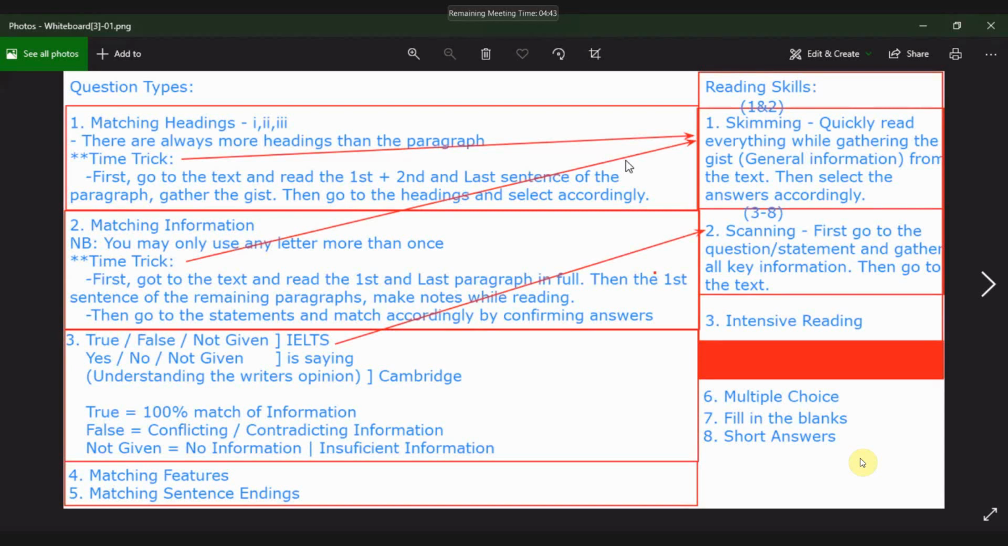So I've read A, I've done the time trick. This time let's choose a proper heading. So go to the list of headings, okay? And what do you think is the answer here? So for A, bad environmental news, media reported it. So what do you think?